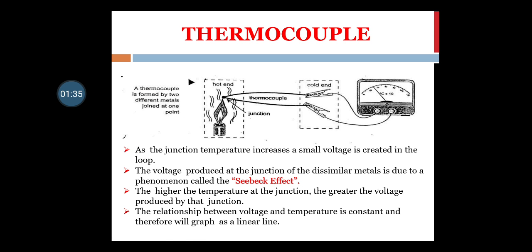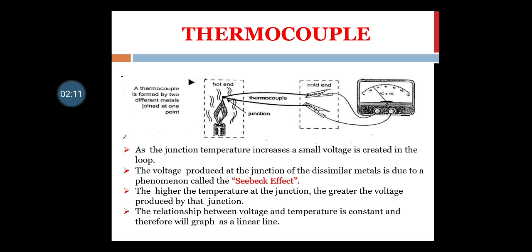This is the circuit connection of the thermocouple. A thermocouple is basically formed of two different metals connected at a single point, that is the hot end, where you see two different metals are joined at one point. The second ends of those two different metals are kept at the cold end.